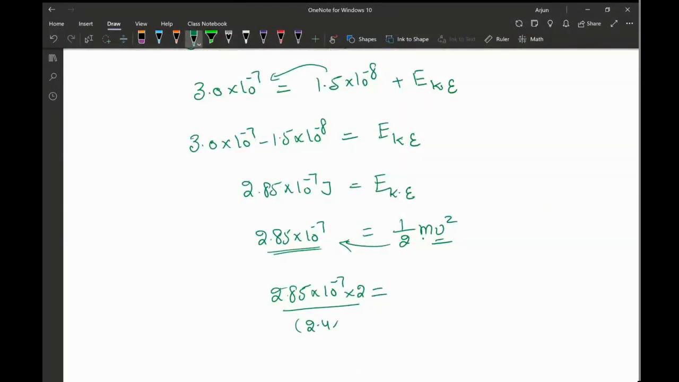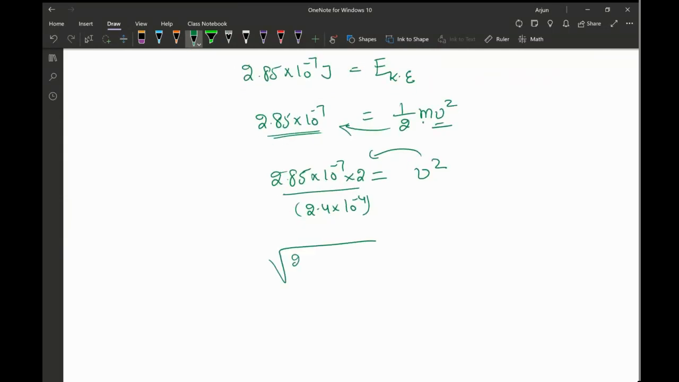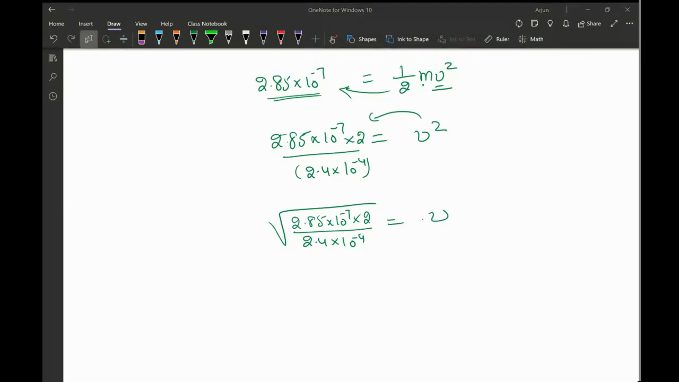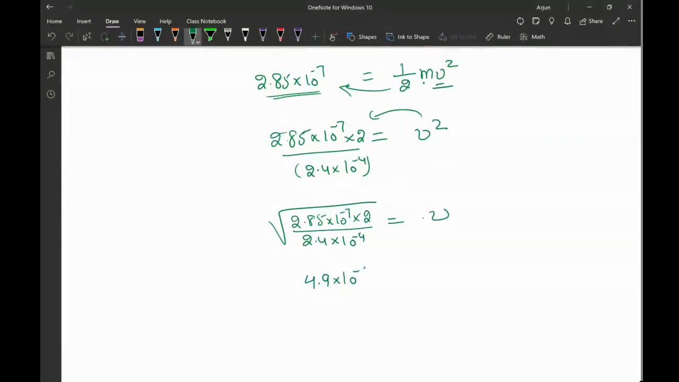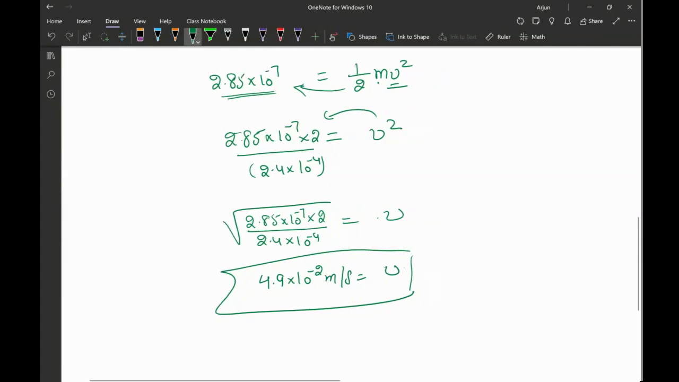So 2.4 times 10 to the negative 4 kgs, and this is v square, and square will go on the other side, will become square root 2.85 times 10 to the negative 7 multiplied by 2 divided by 2.4 times 10 to the negative 4 equal to v. So that's how we're going to find out the velocity value. So this will come out to be 4.9 times 10 raised to power negative 2 meters per second. So hopefully you were able to understand how we can apply the energy concept to the electrical interaction.